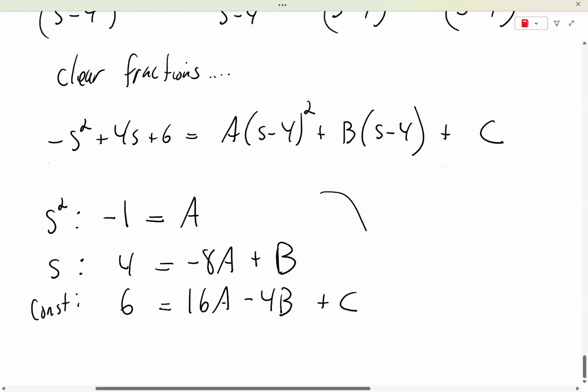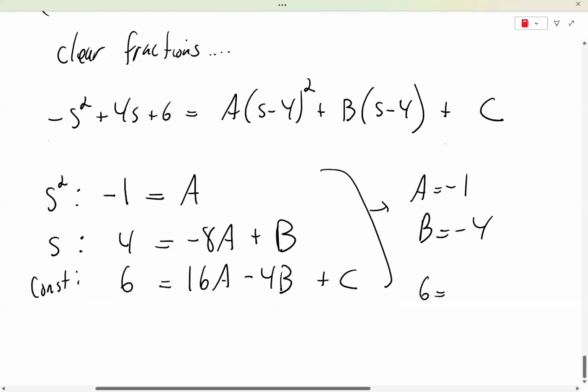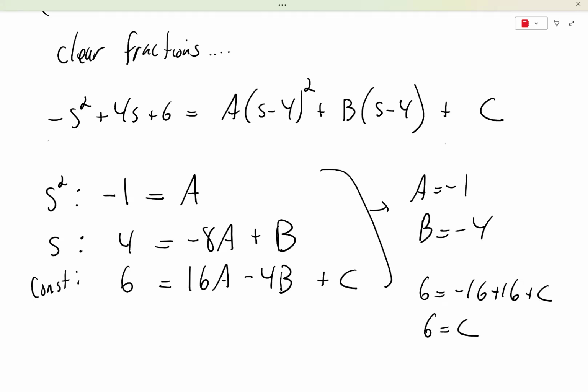Okay, so then you can get the A, B, and C here. The A is equal to negative 1, and then the B works down here. Because the A is negative 1, you get 8 here. Subtract the 8 over, so you get B equals negative 4. And then here, 6 equals negative 16 plus 16 plus C. I think it's 6 equals C, or C equals 6 there.